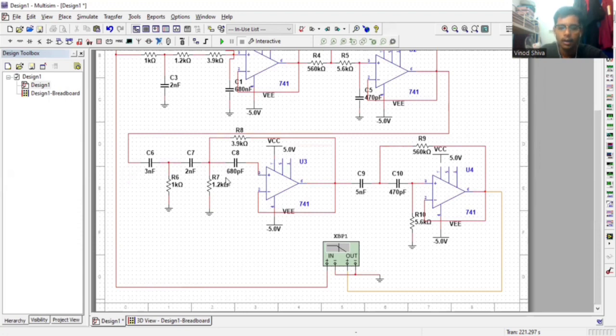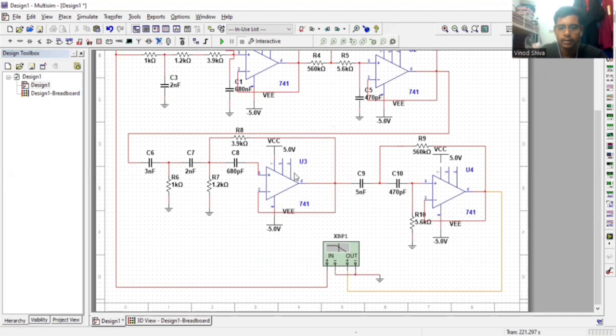ensuring that frequencies above a certain cutoff are attenuated. And the final stage, the final section, the fourth stage, fine tunes the overall band pass response, ensuring that the circuit allows a specific band of frequency to pass while attenuating those outside this band.